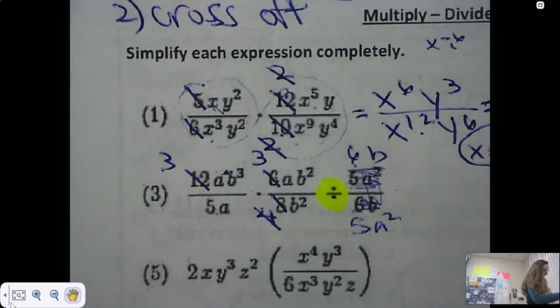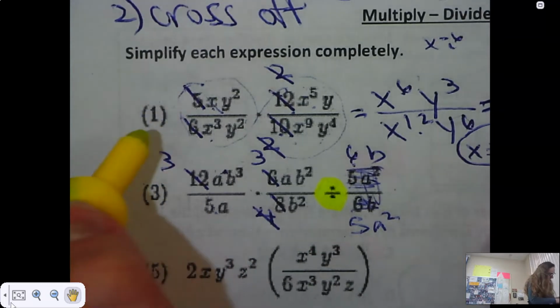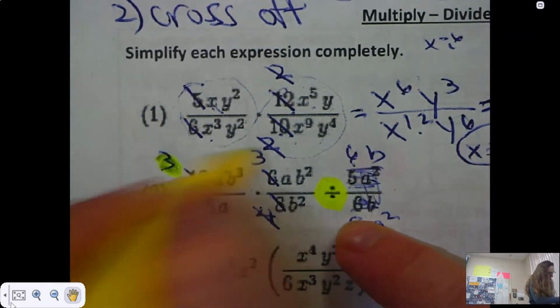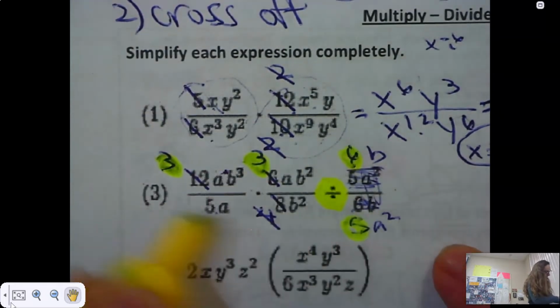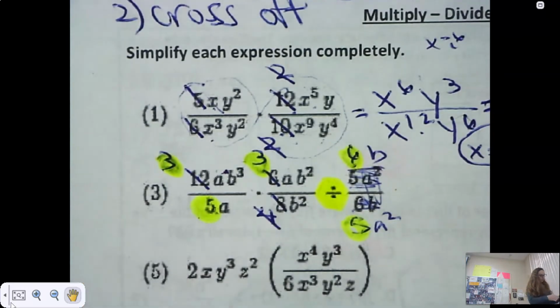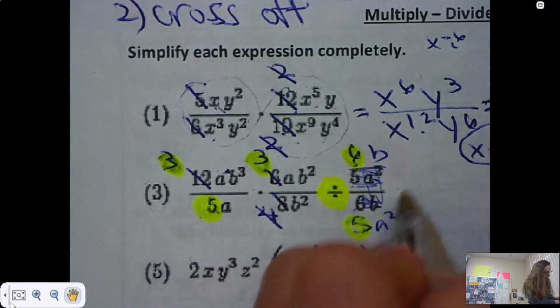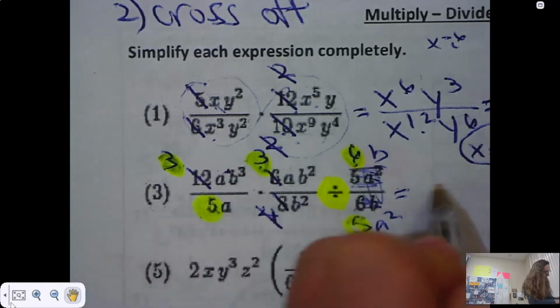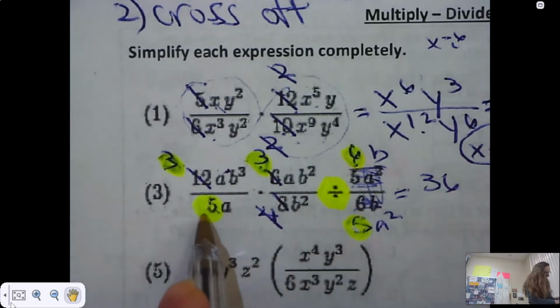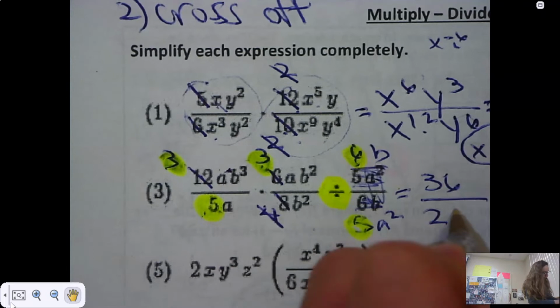And what I'm going to do, because I know myself, is I'm going to highlight. Let's make sure there's no other numbers. There's this number, this number, this number, this number, and this number. If I don't highlight that, I'm going to lose track. So 3 times 3 is 6 times 6 is 36. And then 5 times 5 is 25. Okay, took care of the numbers.